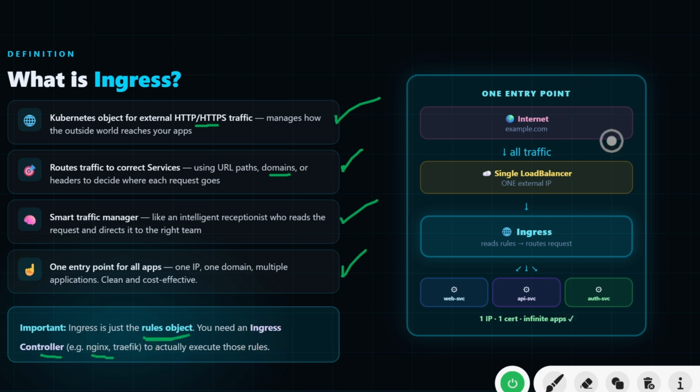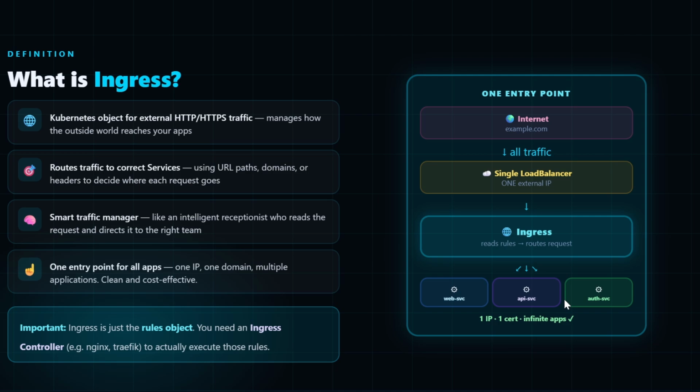Let us see how exactly this flow looks like. As I said, there will be one entry point, and all traffic will be routed here. Before the ingress, there is a load balancer, and this is the only external IP. The ingress updates the rules, and it routes the request to the respective service, so that service automatically receives the respective traffic. And we just now understood what exactly Ingress is.